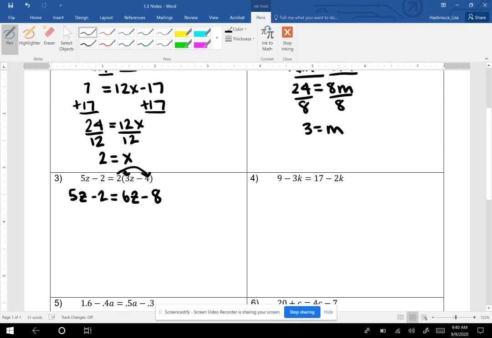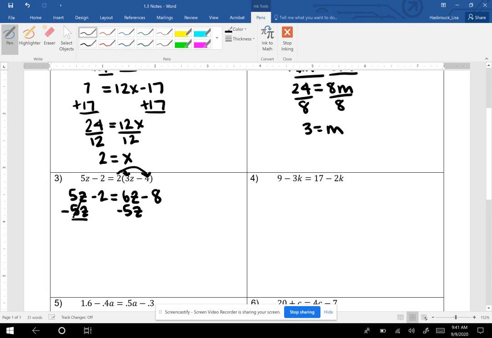Now I need to move one of the z's. You can either move the 6z or the 5z. It's completely up to you. I am personally going to move the 5z because it's smaller. So to move it, if it's a positive 5z, I need to subtract 5z from each side. Notice when I subtract it from the right, it is going below the other z term.